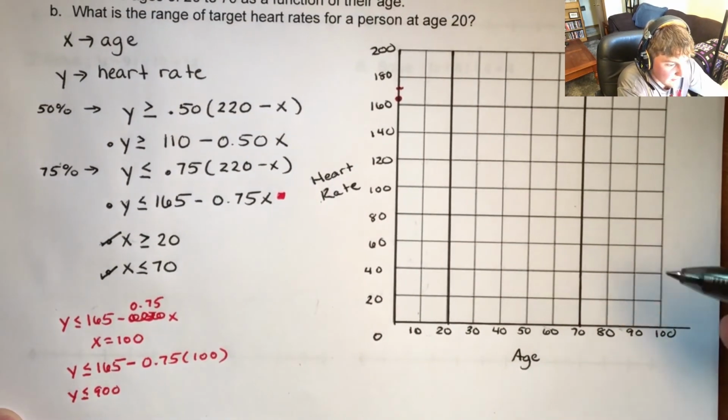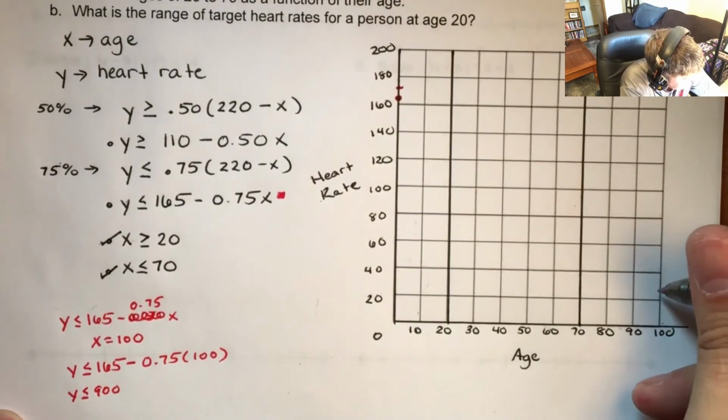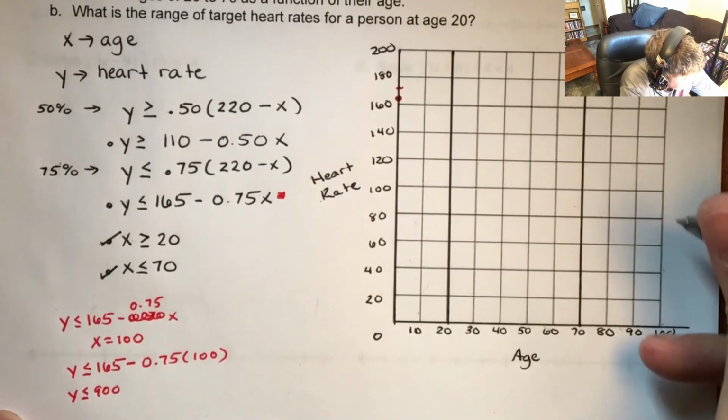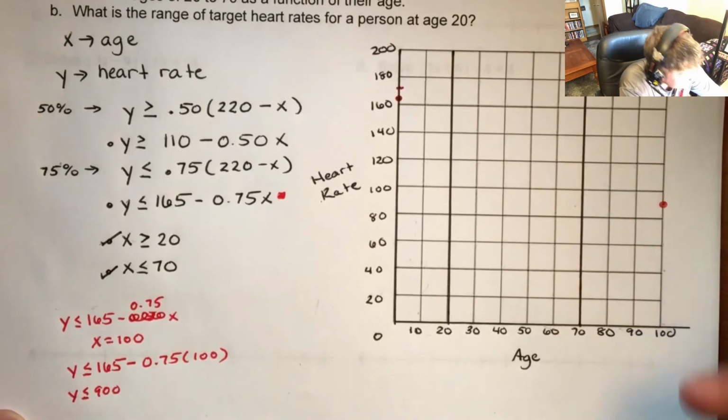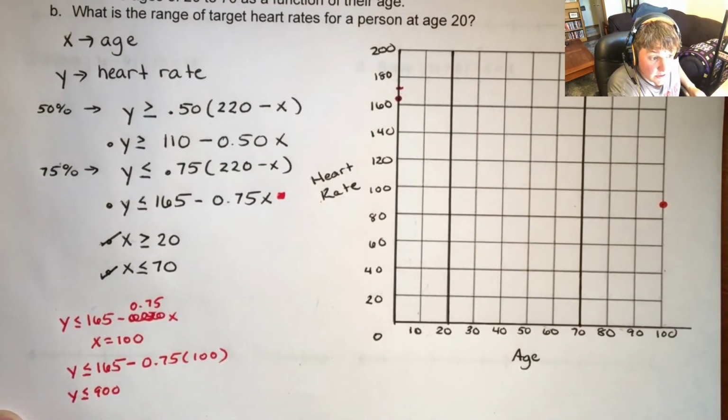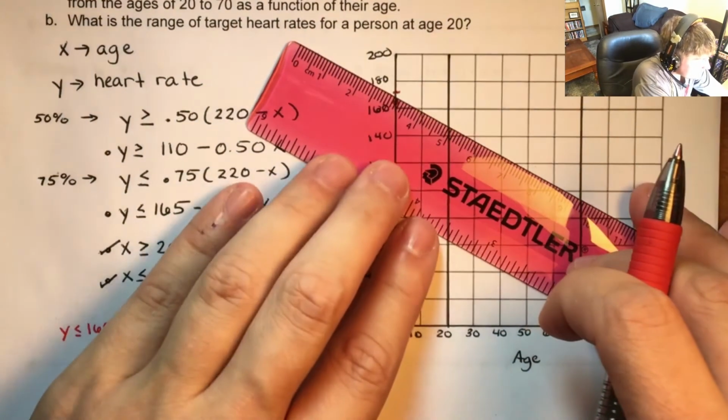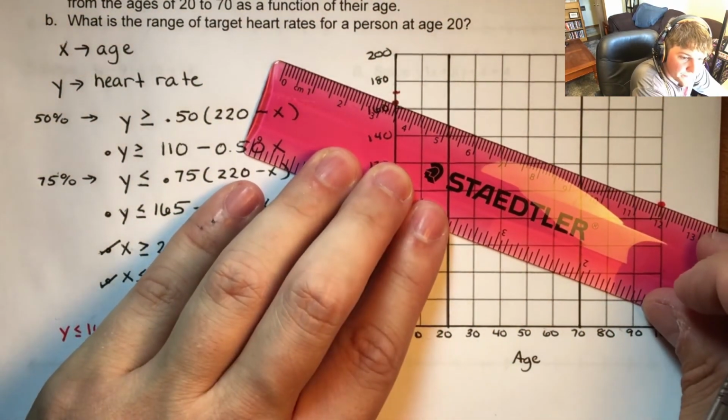Let's graph that. X is 100, y is 20, 40, 60, 80. There's 100, so 90 is reasonably exactly in between. Okay, and it's a bold line, so I can just connect my two dots.